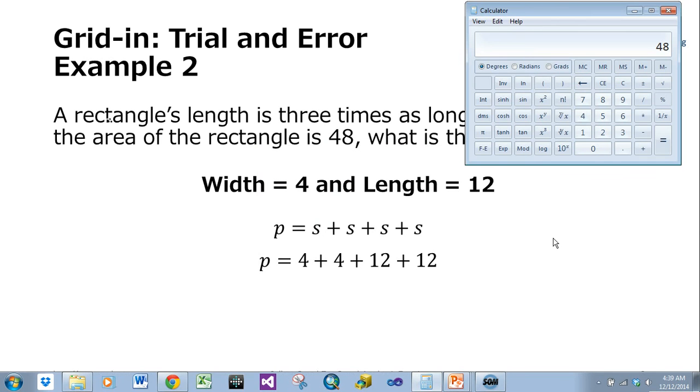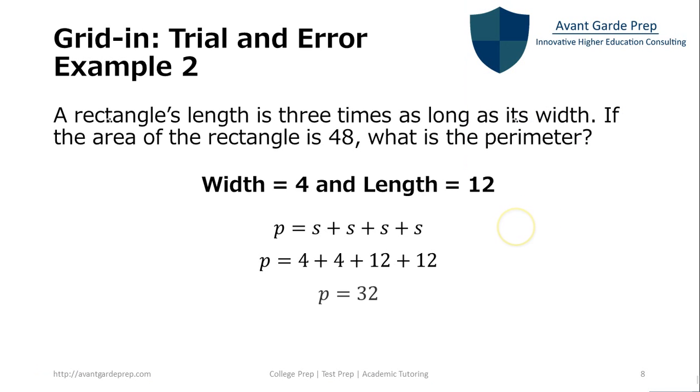And let's calculate that real quick. 4 plus 4 plus 12 plus 12 equals 32. So sure enough, our perimeter for this is 32. And just by taking a guess, making up some numbers, and making sure they fit the constraints, we solve this Grid-in without much work at all.